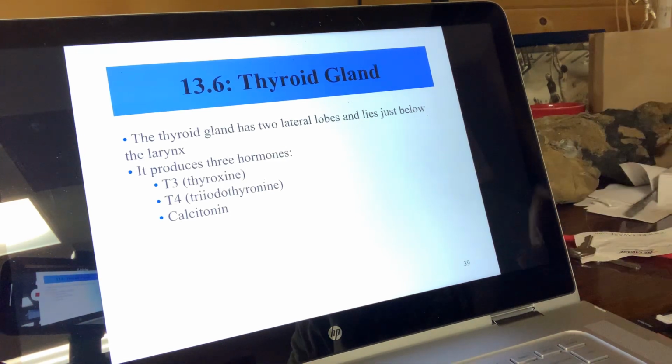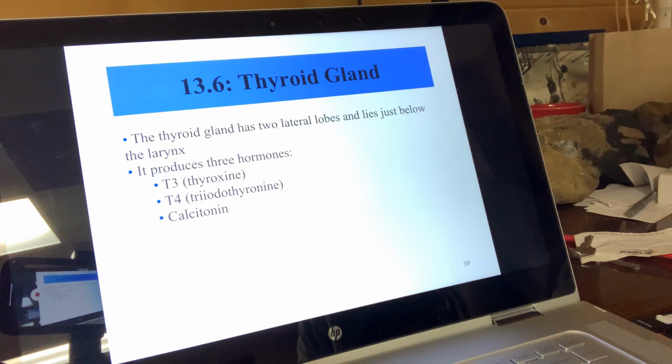This is part two of the endocrine system. We continue talking about endocrine glands with the thyroid gland. The thyroid gland is a bilobed gland that lives in the anterior aspect of the neck. It lies just anterior to the trachea, just inferior to the larynx.